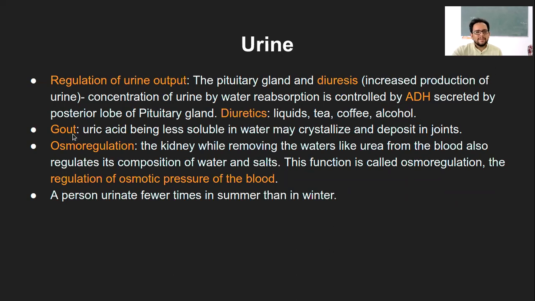Gout is a specific situation where uric acid deposition happens. Now, uric acid is very slightly soluble in water, and because it is slightly soluble, if its concentration increases in the urine, it tends to crystallize, first in the kidney. It will start crystallizing in joints as well. That's where the deposition happens.